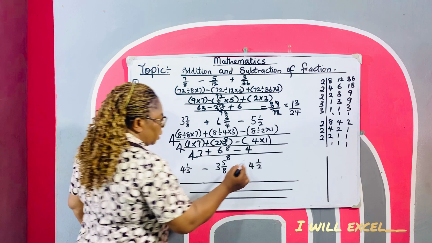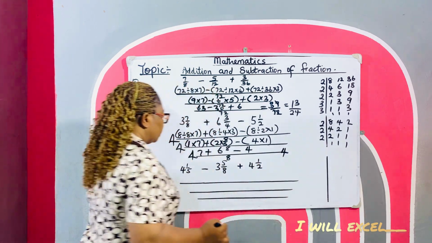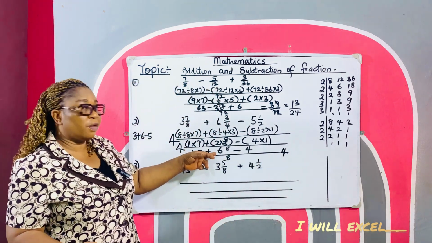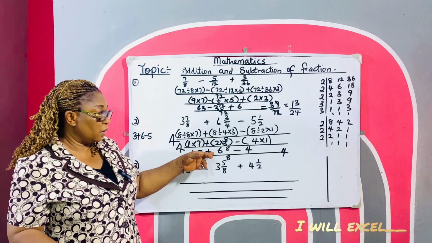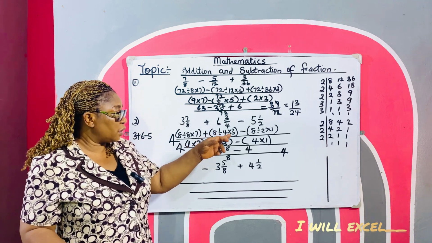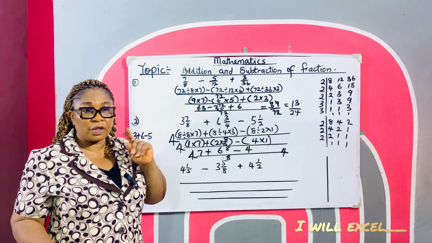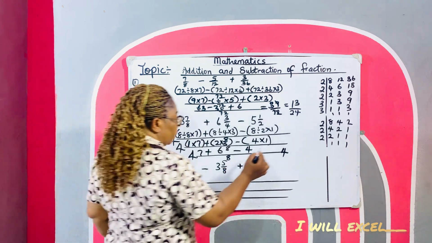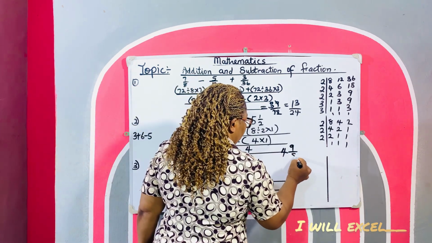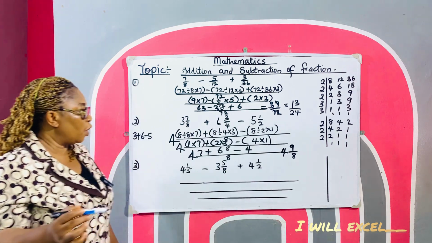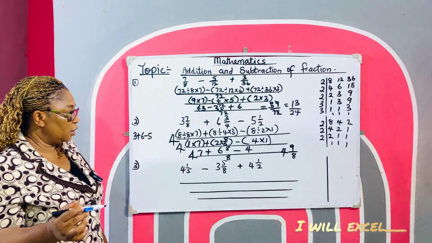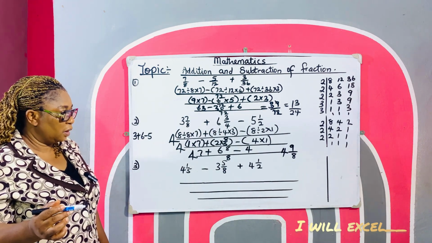7, the whole number is there. 7 plus 6 will give us 13. Okay, 13 minus 4 is going to give us 9. So we have 9 over 8. 4 whole number, 9 over 8.